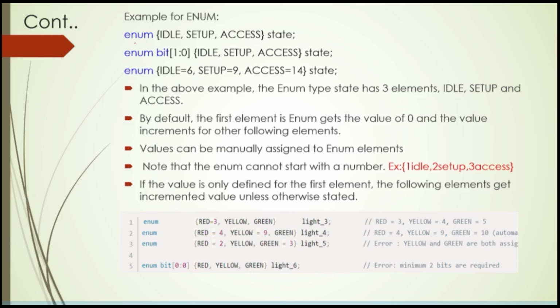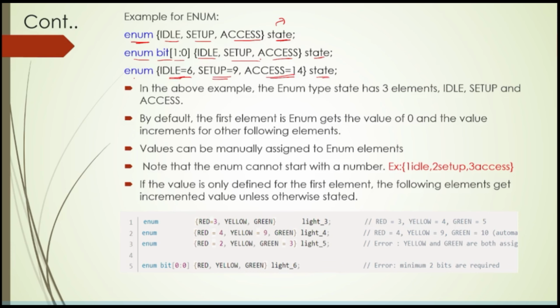As I told you, this is the syntax: enum. Here state is the variable name, and this state can hold three values: idle, setup, and access. Similarly, enum bit [1:0] idle, setup, access. What are these three states? Idle, setup, and access. In the same way, you can give certain values to them: 6 is the value of idle, the setup value is 9, the access value is 14.